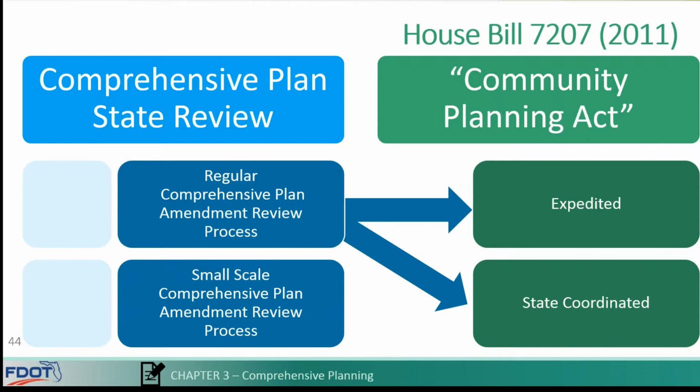In regards to the change in state review process as identified earlier, the original process for comprehensive plan review was the regular comprehensive plan amendment review process that included all state agency comments and review, and a small-scale comprehensive plan process for 10-acre or less future land use map amendments. Although the small-scale amendment process is still active, the regular comprehensive plan review process was split into two processes, one called the expedited and the other the state coordinated. And when we do a webinar on Chapter 3 and go over it in detail, we'll talk more about these two processes.